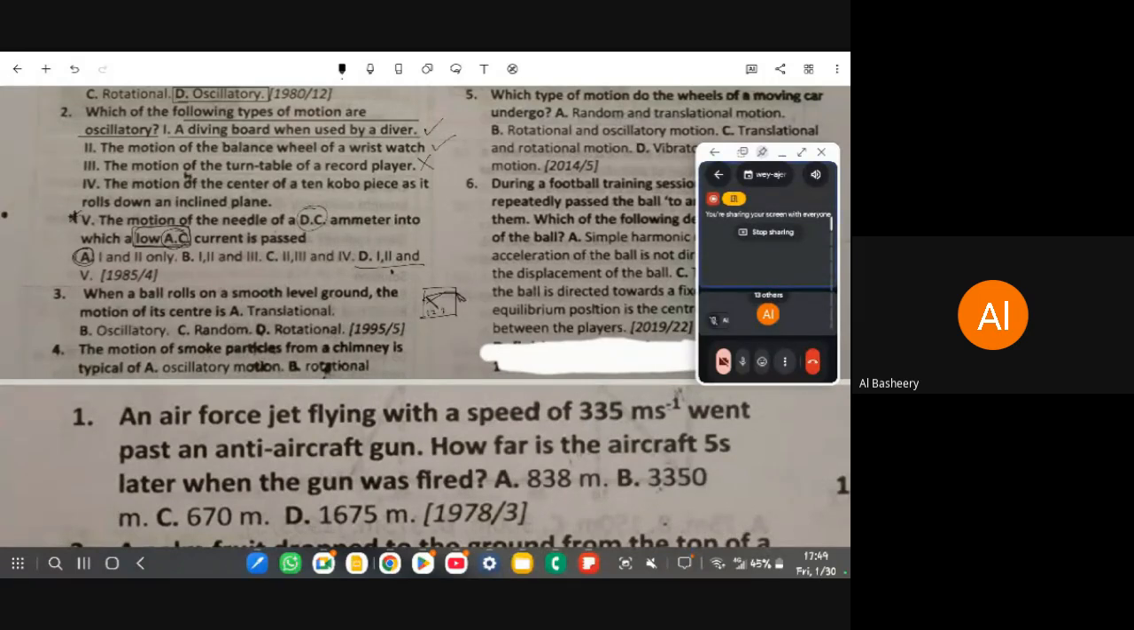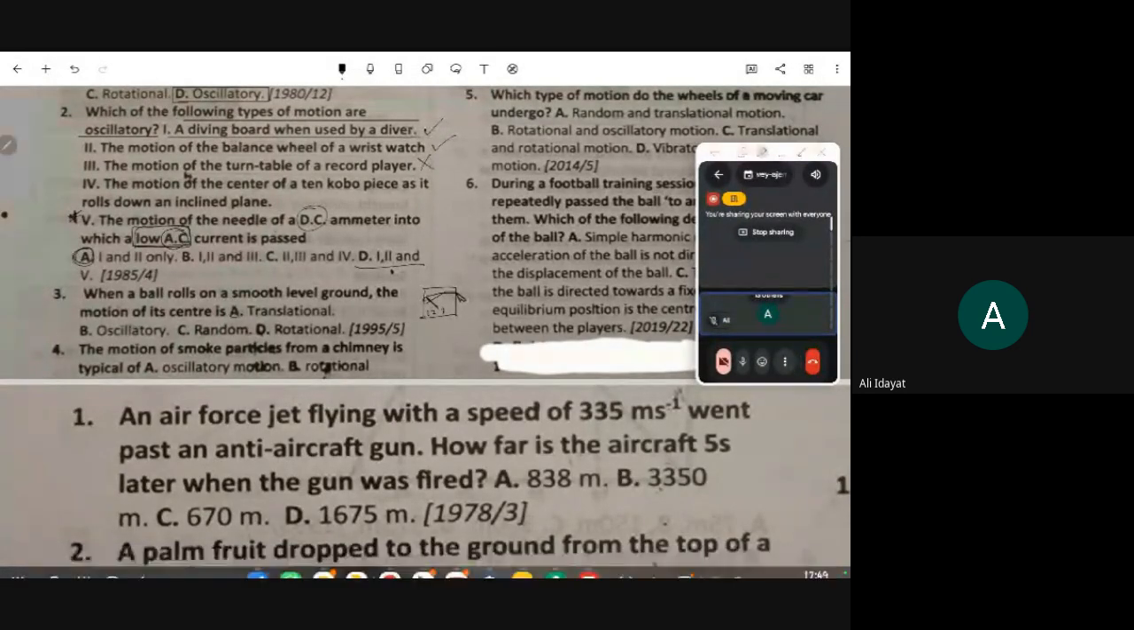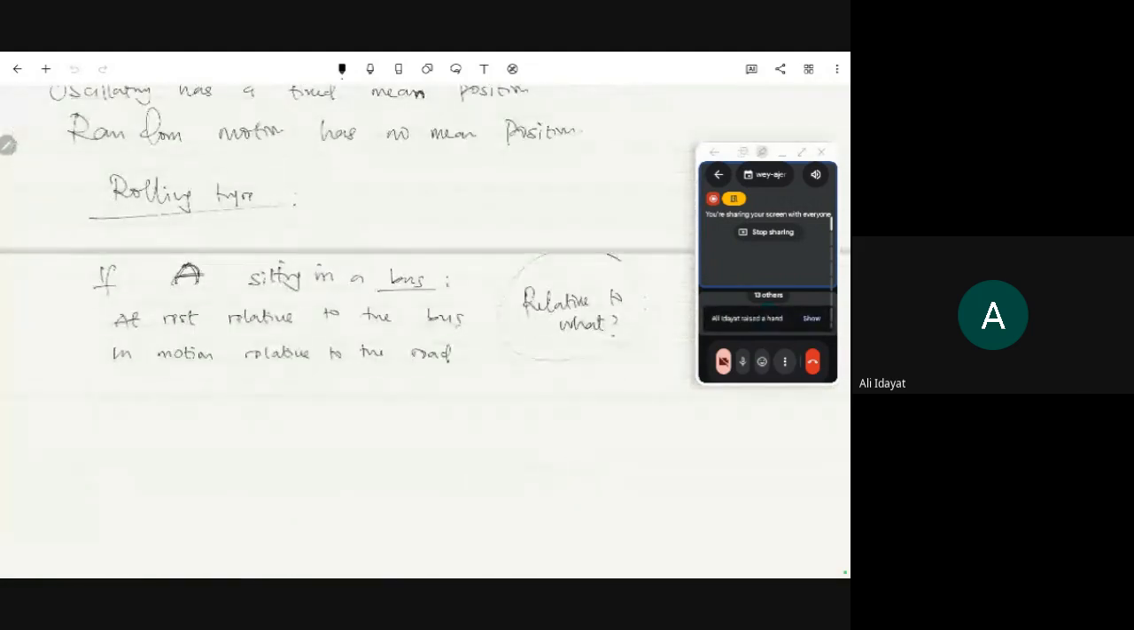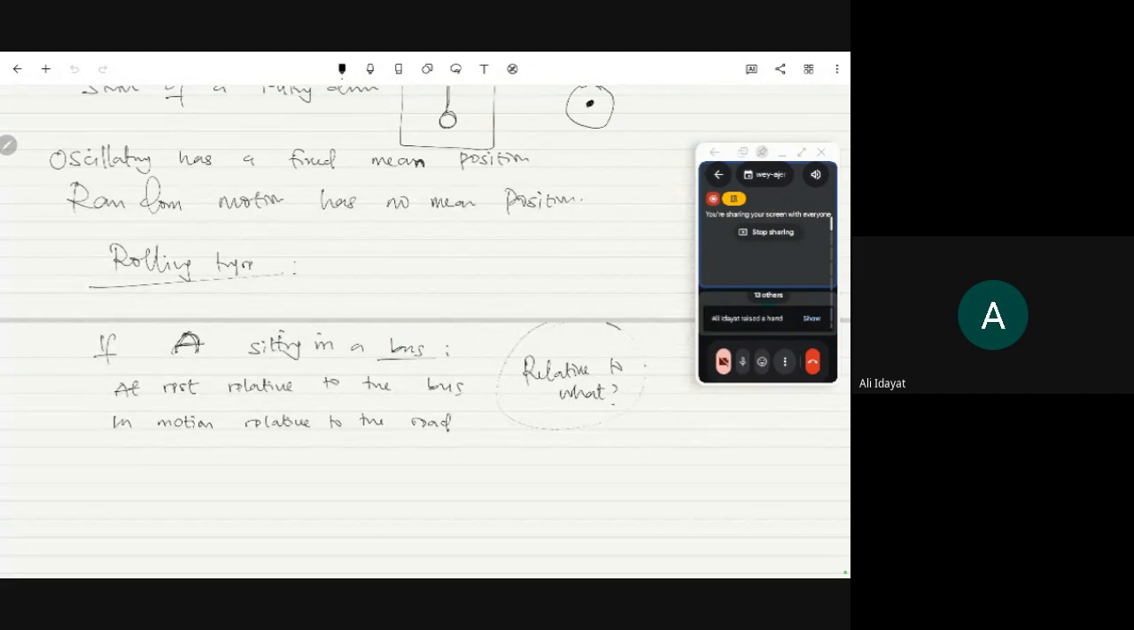The answer is translational. When a ball rolls on a smooth level ground, the motion of its center is translational, but the explanation Al-Bashiri gave is not the reason why it's translational. Now, the question says when a ball rolls on a smooth level ground, the motion of its center. When something is rolling, like a rolling tire, it has two types of motion.